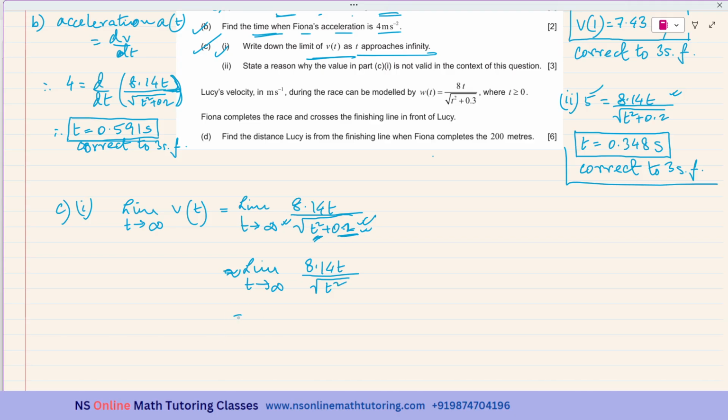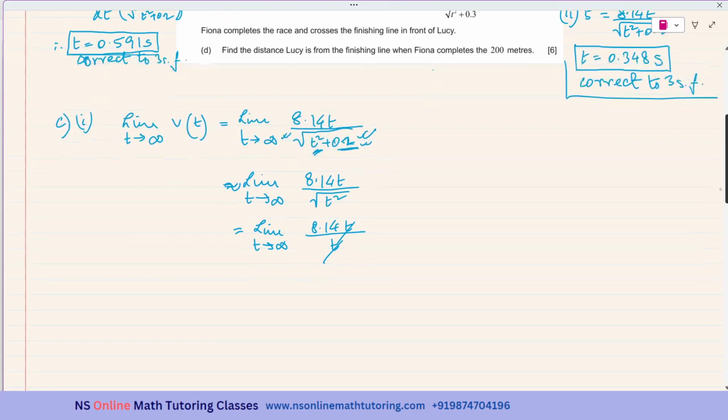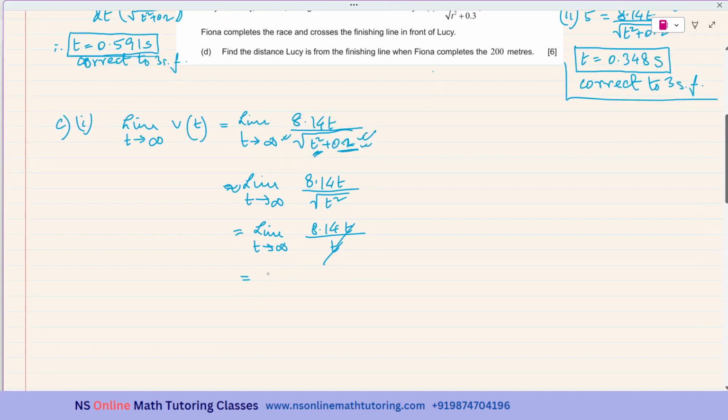And this is equal to limit, square root of t square is t. So these two will be getting cancelled, and so the limiting value is 8.14 meters per second. So limit t tends to infinity, v of t is equal to 8.14 meters per second.